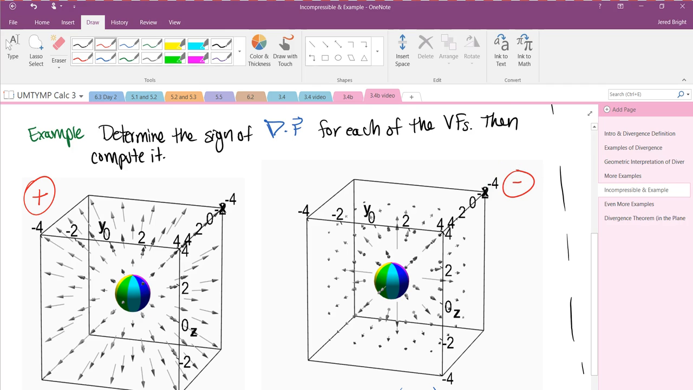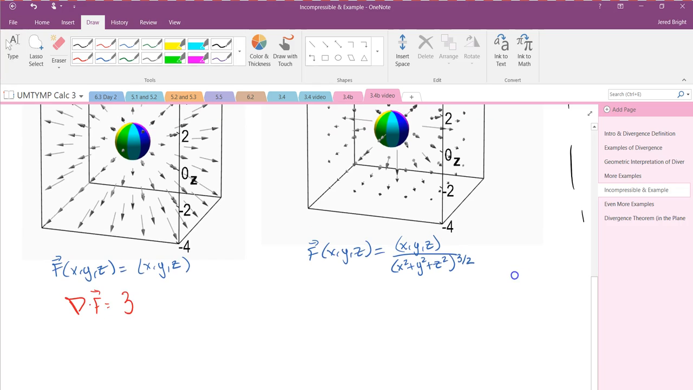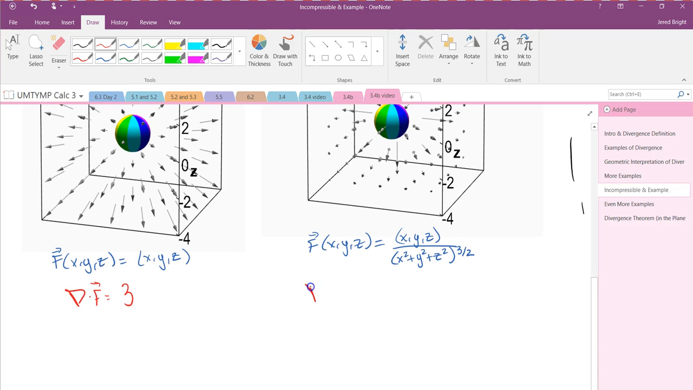Now here are the vector field equations, and maybe we just want to compute this. The divergence here is just 3. And here, if you compute the divergence, there's a little bit of math that you have to do, but what you end up with is actually 0. So this vector field is incompressible.